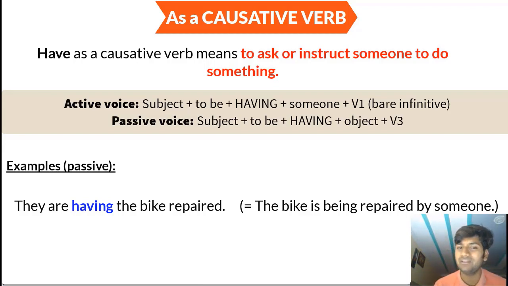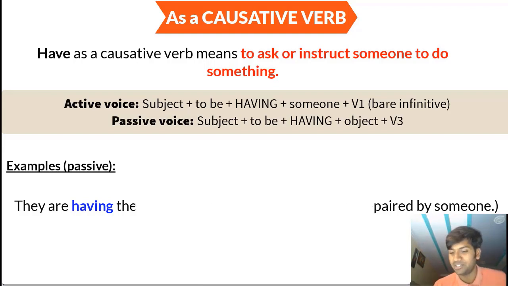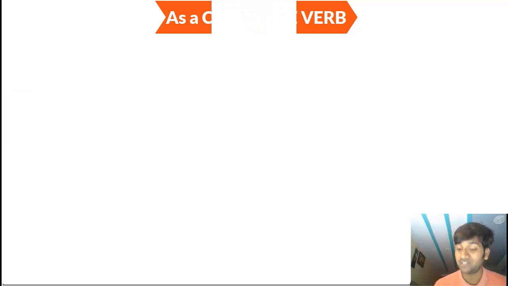I can say they're having the man repair the bike, but I don't want to focus on the person who's doing the action. I want to focus on the object that is being acted upon, right? So the bike is being repaired by someone, and I'm having that person do this action. Okay, so it is used as a main verb, as a causative verb.